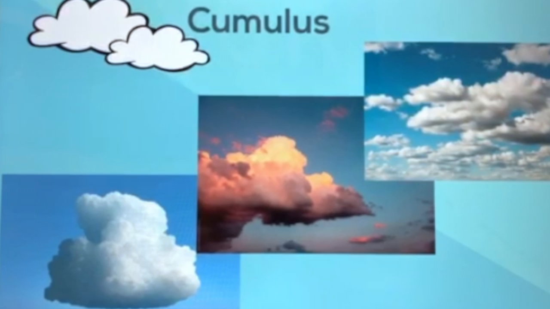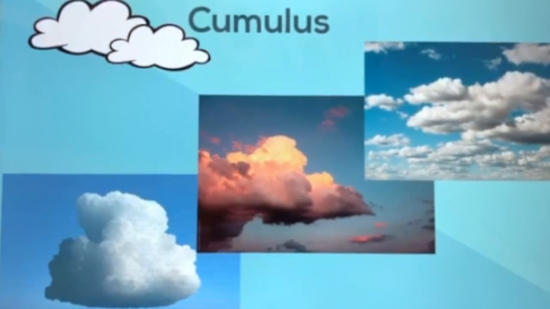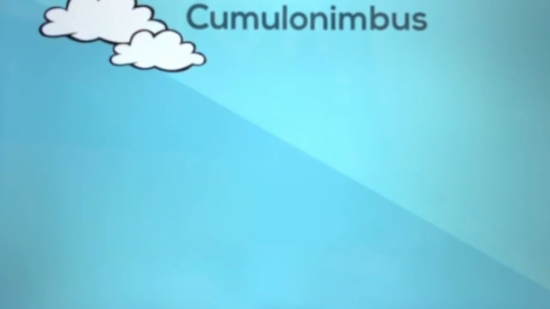These types of clouds usually form in nice weather, but they can still make precipitation. Cumulus comes from the Latin word cumulo, meaning piled or heaped. Cumulus clouds can also grow into larger kinds of clouds that can produce thunderstorms. These types of clouds are called cumulonimbus.